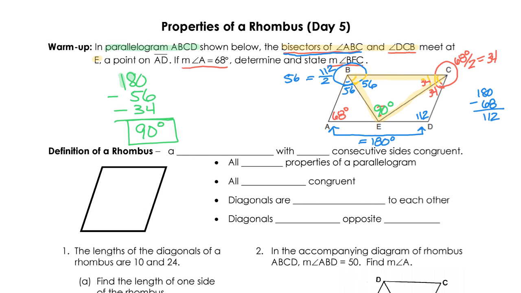All right, let's go down to properties of a rhombus. So remember, a rhombus is a quad. A rhombus is a trapezoid. And the reason why it's a trapezoid is a trapezoid needs at least one pair of parallel sides, and it has it. Okay? A rhombus is a parallelogram because a rhombus not only has one pair of parallel sides, it has two pairs of parallel sides.